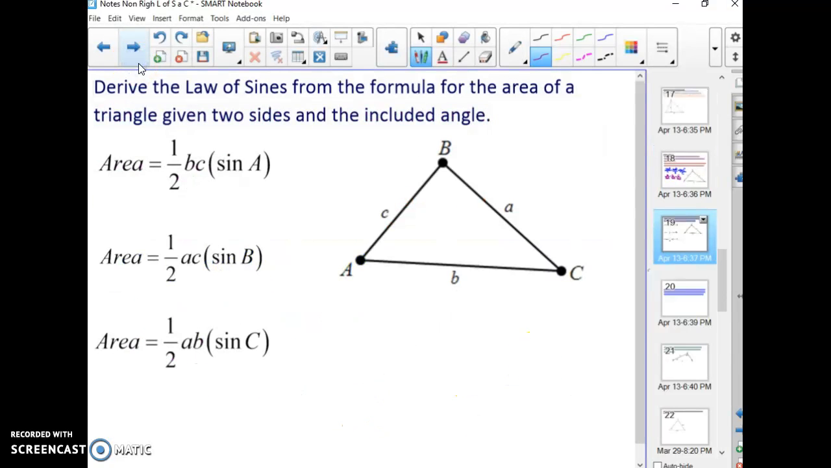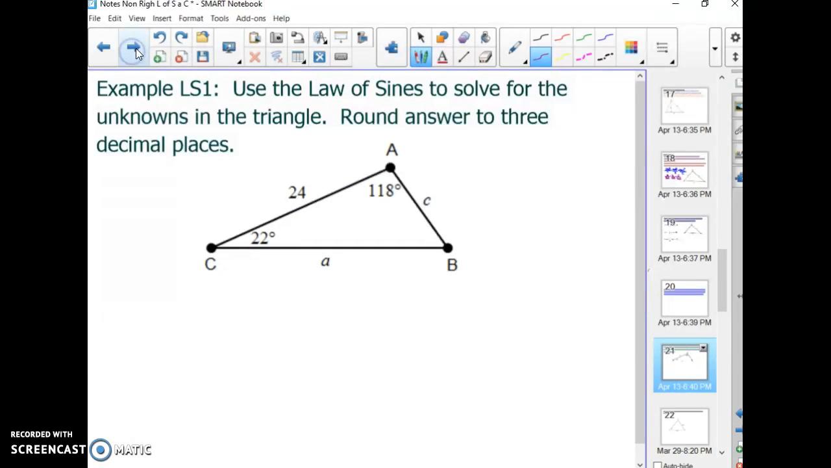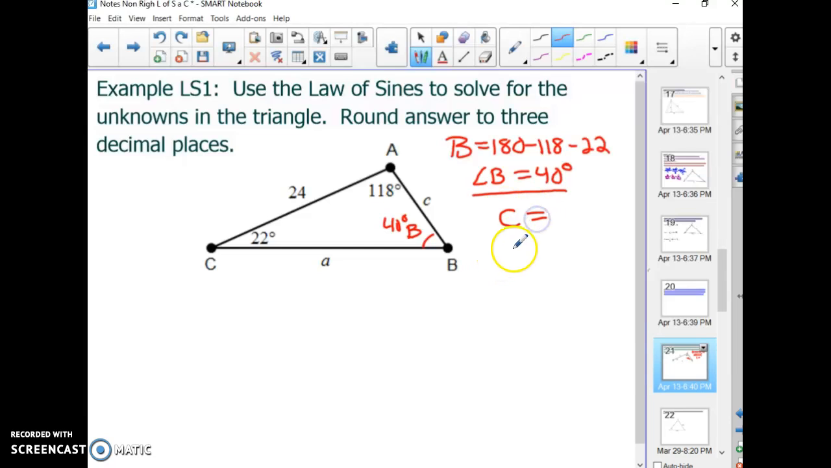So let's go through a problem. Right here, it wants us to find the unknowns. I have A and C, and I need to find angle B. Well, the sum of the interior angles of a triangle adds to 180, so I know angle B is equal to 180 minus 118 minus 22, which is equal to 40 degrees. So I've solved for one of my unknowns, angle B. Now I need to find C, and I need to find little a.